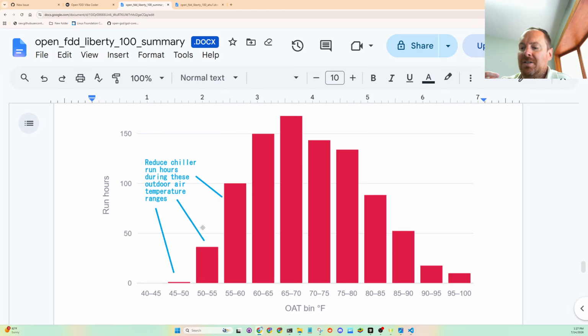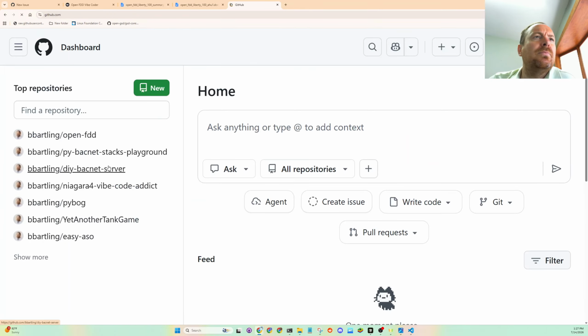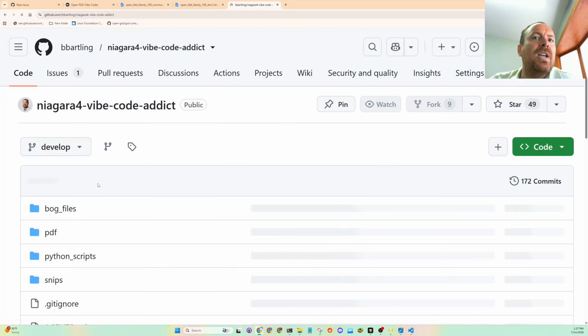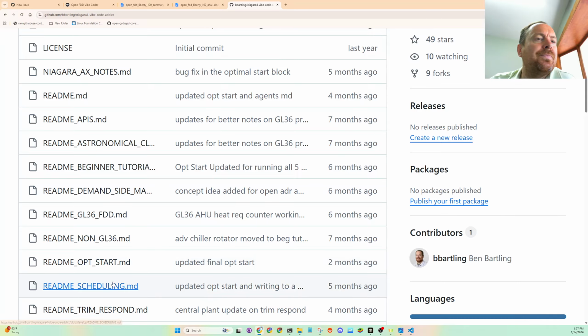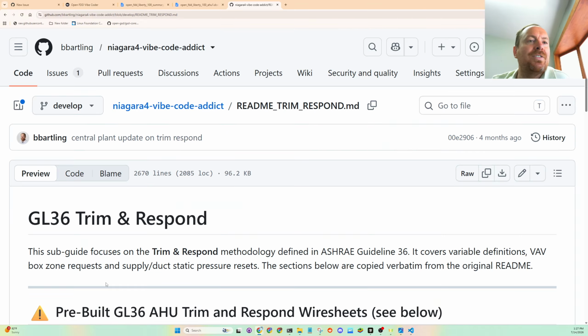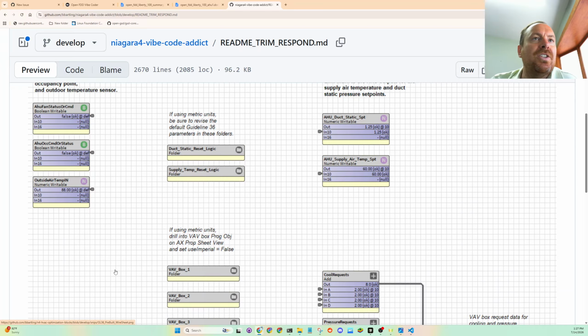And my opinion is that once these items are fixed, then we could even go into Niagara Vibe Code Addict, and then we could get into Trim and Respond. But I think this building might need a little bit more things to be fixed in it. And once these are fixed, we can validate it again with fault detection charts. Then I think we could get into optimization.